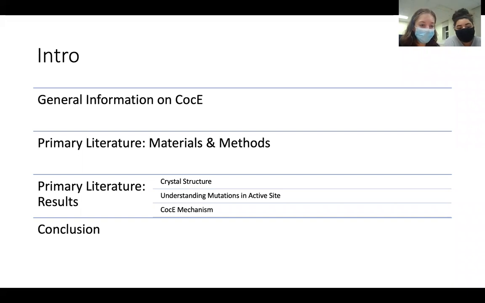The organization of this presentation will be as follows. We will first start with the general information to know about our enzyme, cocaine esterase. After we present the general information on our enzyme, we will then introduce our paper's aim and how they conducted the experiment by pointing out key materials and methods. Following that, we will discuss the results of the paper. Lastly, we will wrap up our presentation with the takeaway slide, concluding with the key points you need to know about our enzyme and our paper.